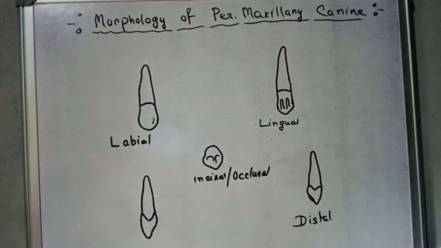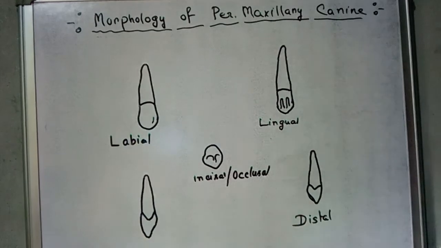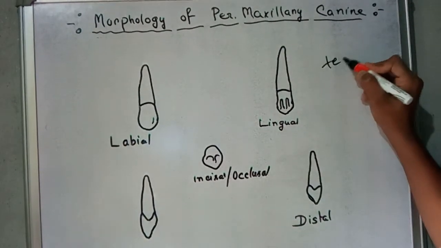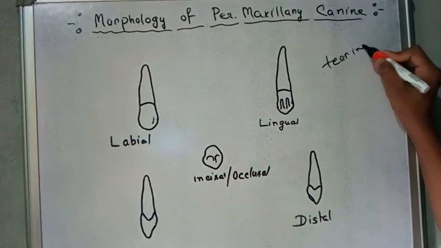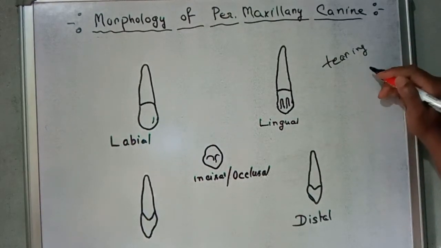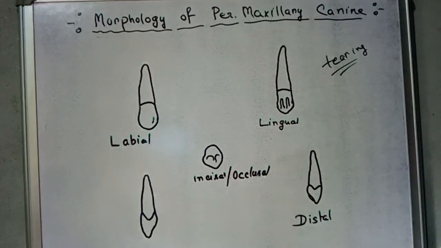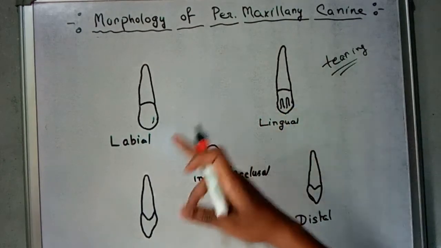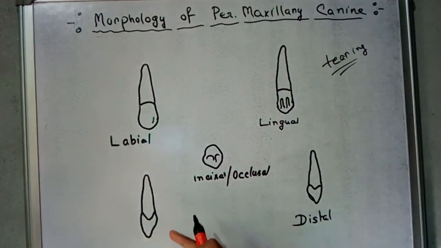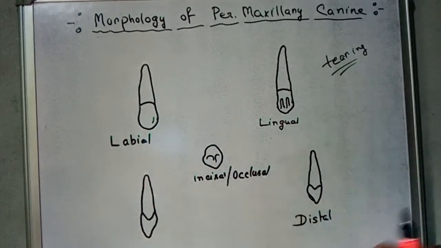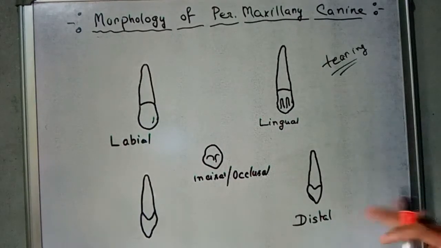The canine's role in mastication is mainly tearing. The main function is tearing. The mesial contact is with the maxillary lateral incisor, and the distal contact is with the maxillary first premolar.